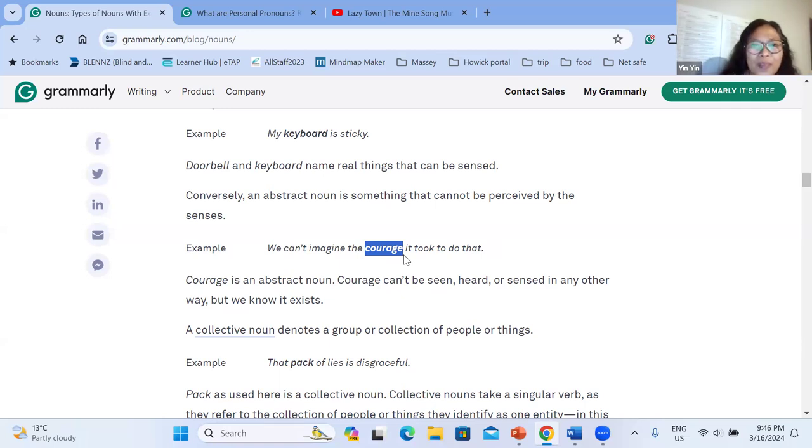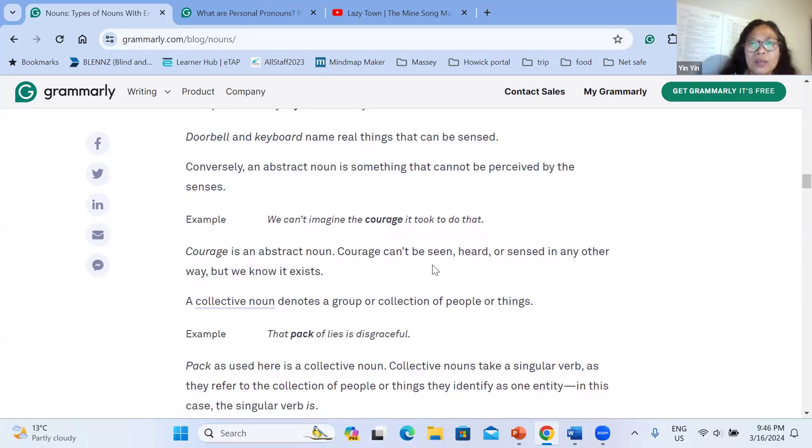Courage is an abstract noun. Courage cannot be seen, heard, or sensed in any other way, but we know it exists.